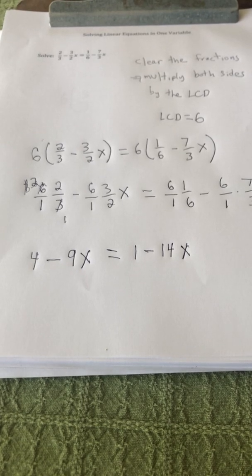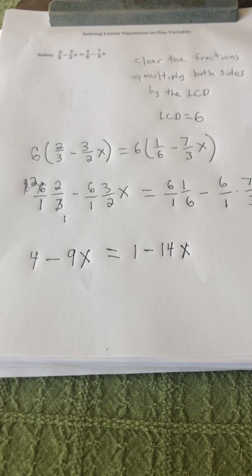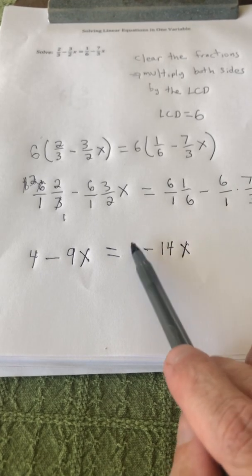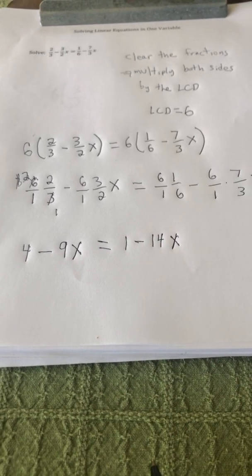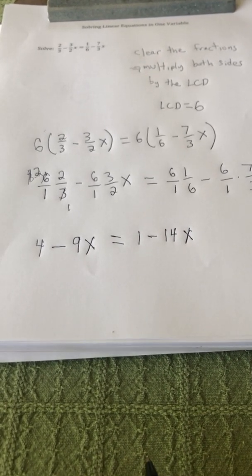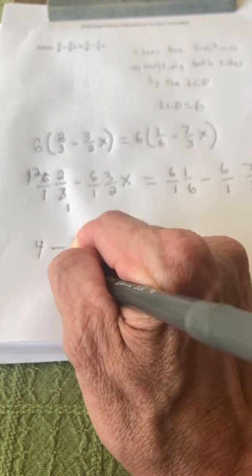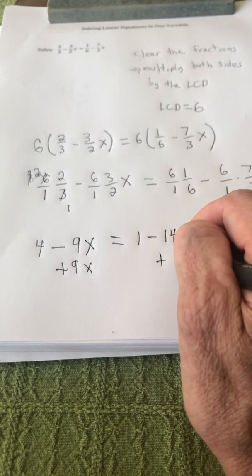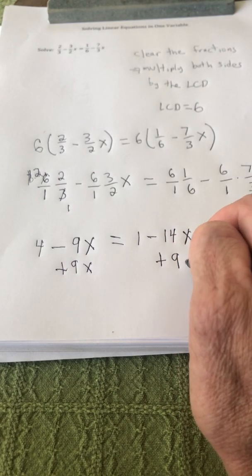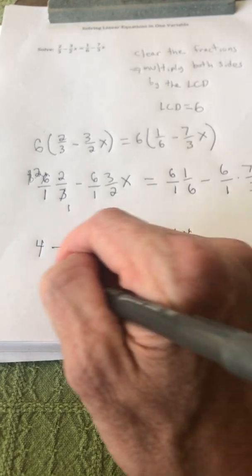So what I want to do now is get all the x's on one side and all the constant terms on the other. It doesn't matter which side you choose. I'm going to choose the right side. So what I'm going to do is add 9x to both sides. And subtract 1 from both sides.